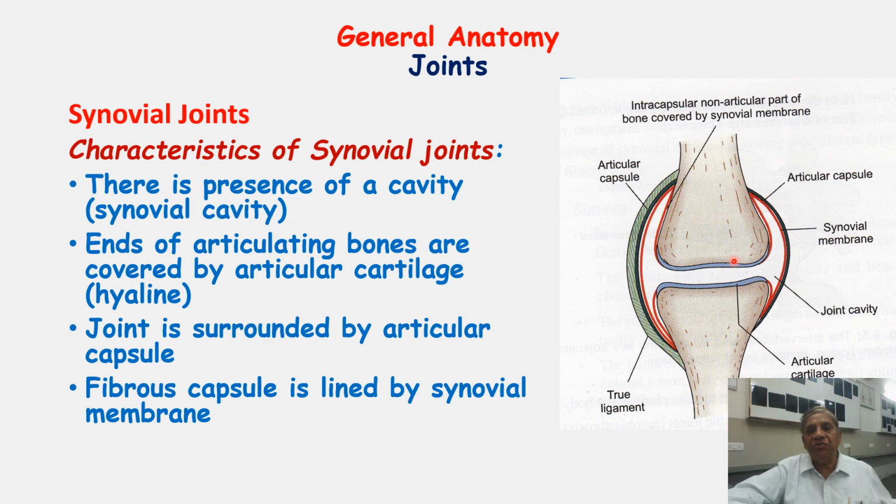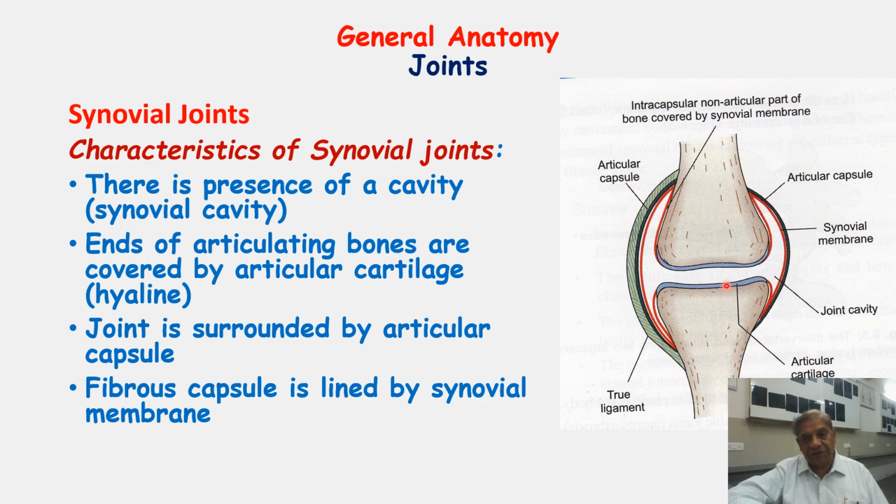Now the second important characteristic of a synovial joint is that the ends of the bones which are forming the joint are covered by the articular cartilage, which is hyaline in nature. There are three types of cartilage, I must have told you: hyaline, elastic and fibrocartilage. So the ends of the long bones which are forming the synovial joint are covered by the articular cartilage. That is the second characteristic of a synovial joint.